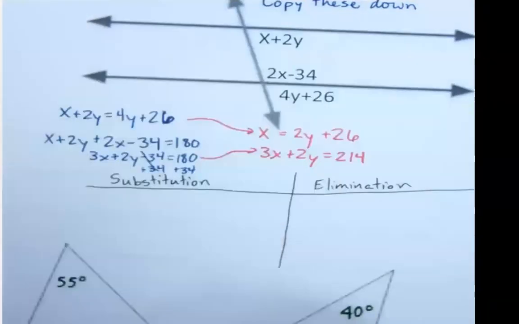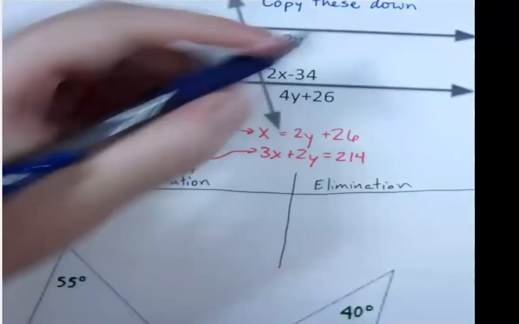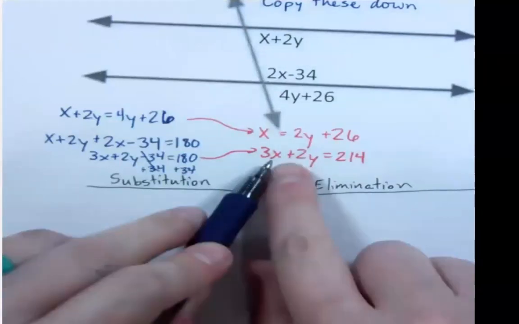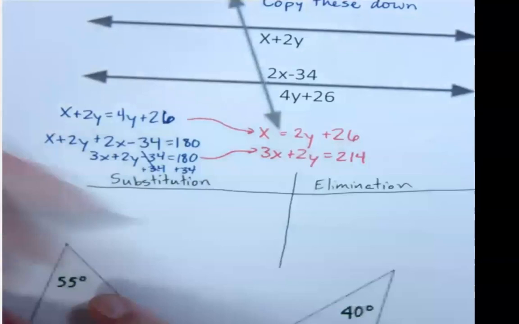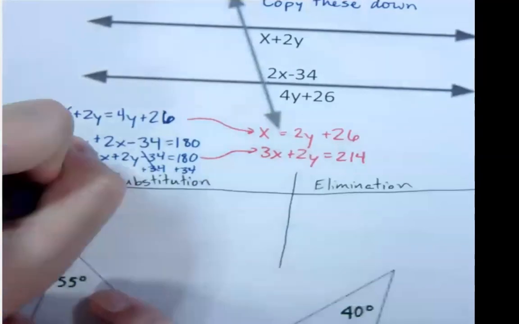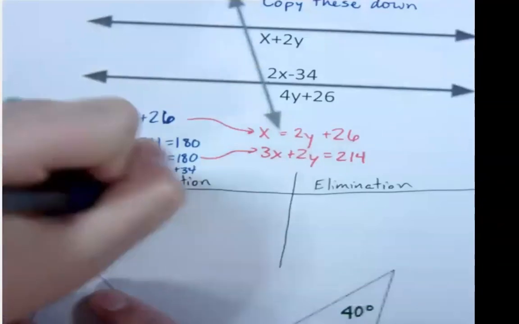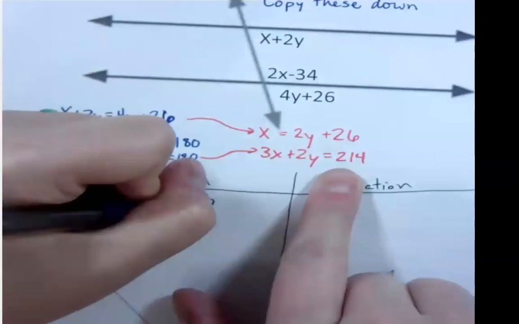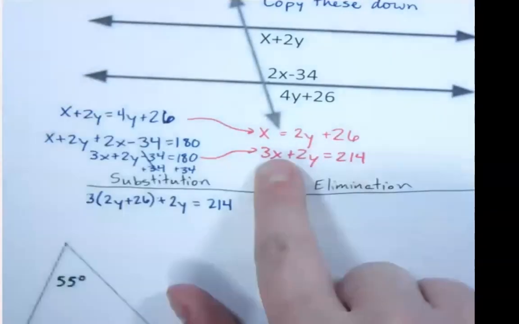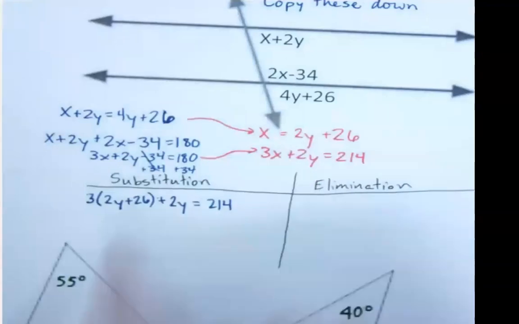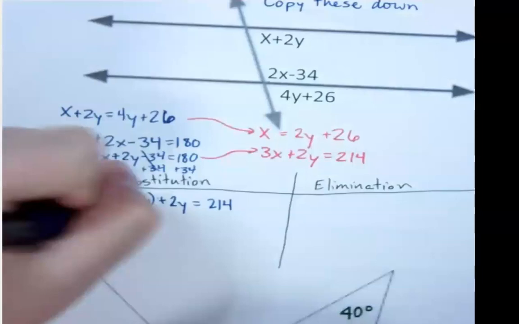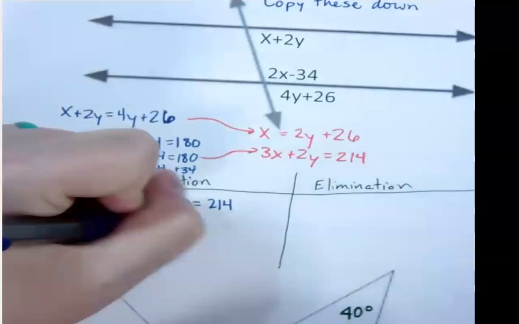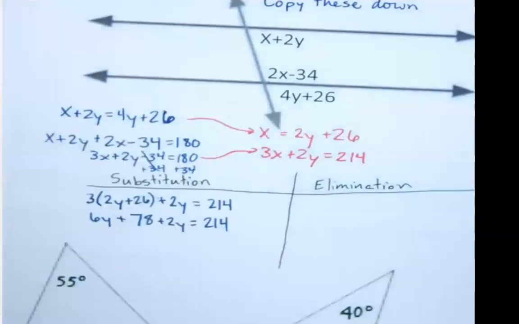So substitution, I'm going to take this and plug it in for x. Instead of writing x in this equation, I'm going to write this 2y plus 26. So 3 times 2y plus 26 plus 2y equals 214. So I substituted, instead of writing x, I wrote 2y plus 26. So that's 6y plus 78 plus 2y equals 214. And now all I have to do is simply solve for y here.